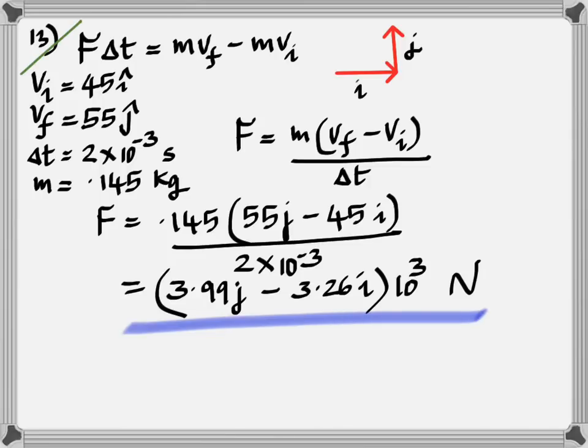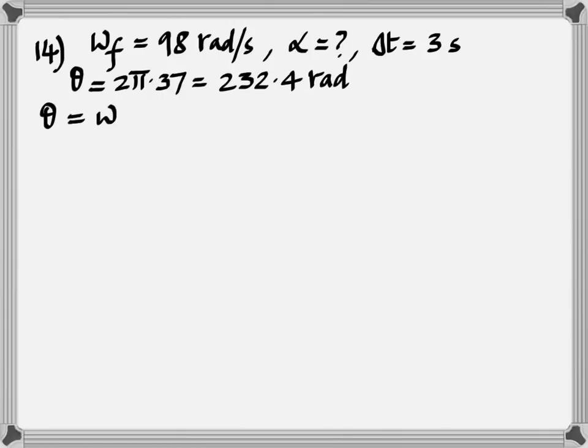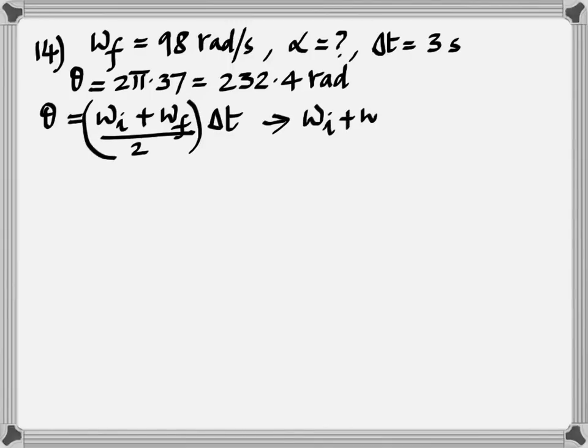That is the answer. Here the final angular velocity is 98. To find the angular acceleration, time given. The total angle covered during the 37 revolutions is 2 pi times 37, because the angle in one rotation is 2 pi. Use this equation.